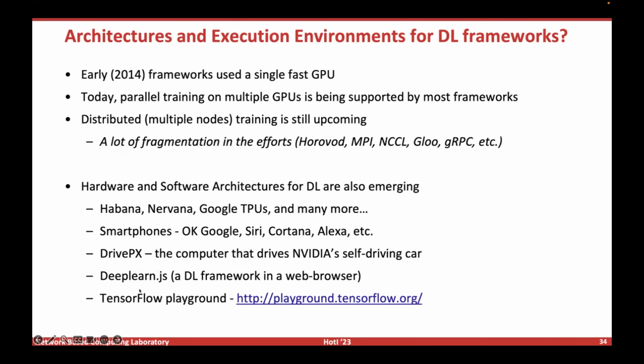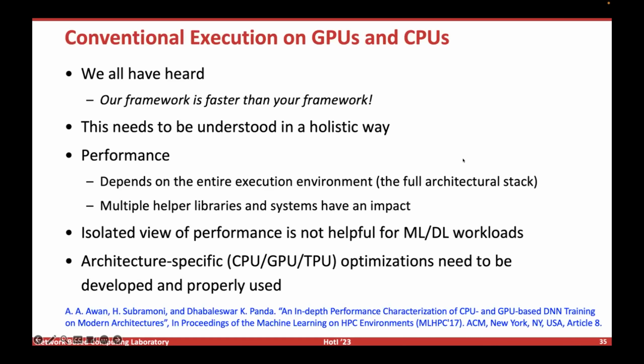And then on the other side of the spectrum, as DNN training or deep learning has become an important workload, we are seeing that a lot of hardware architectures are also emerging. So for example, Google TPUs, also smartphones, self-driving cars have their own frameworks. People want to run inference in web browsers. So all of these ML/DL frameworks have to support a variety of hardware, ranging from Google TPUs to web browsers to smartphones.